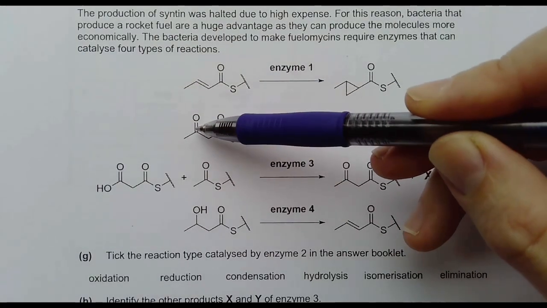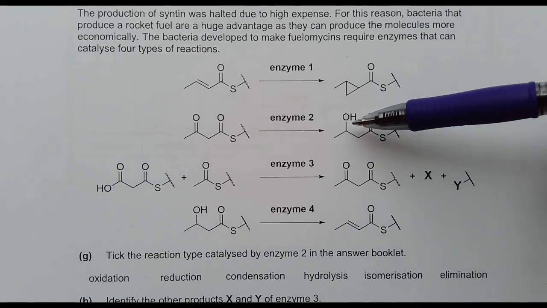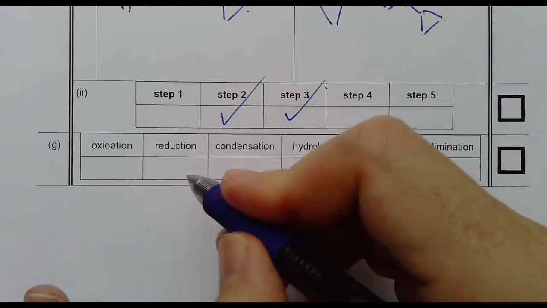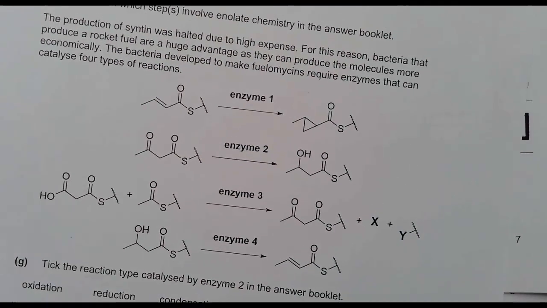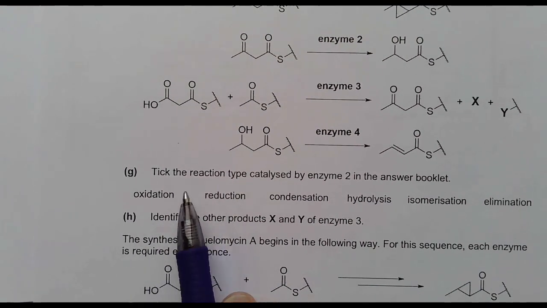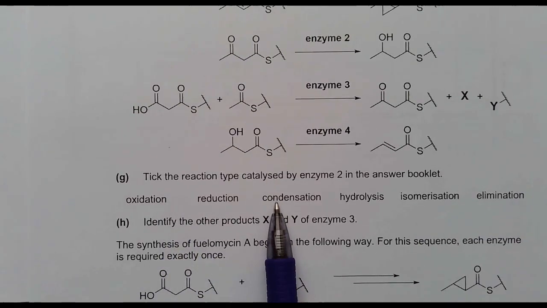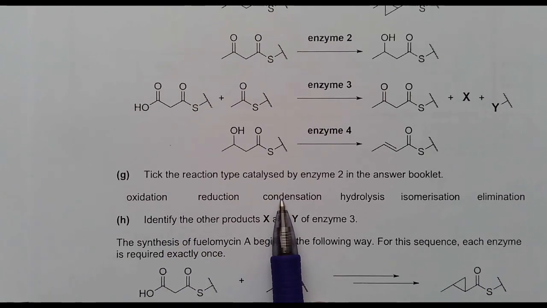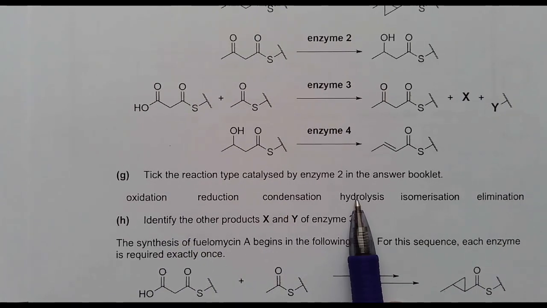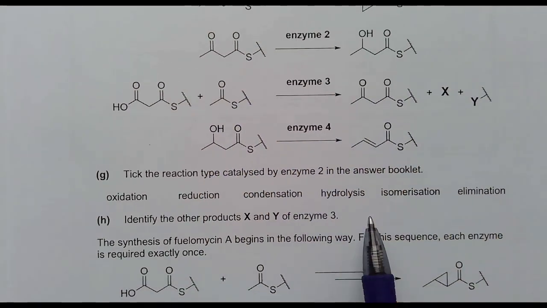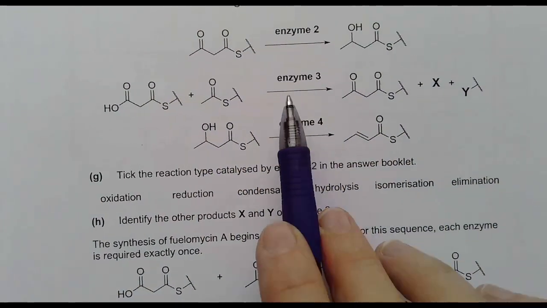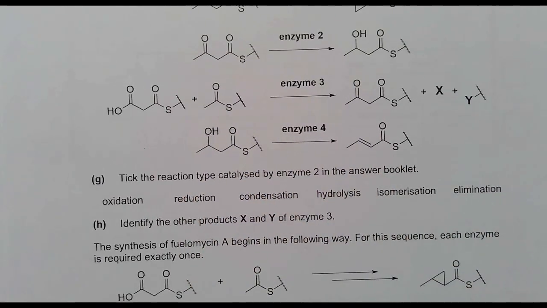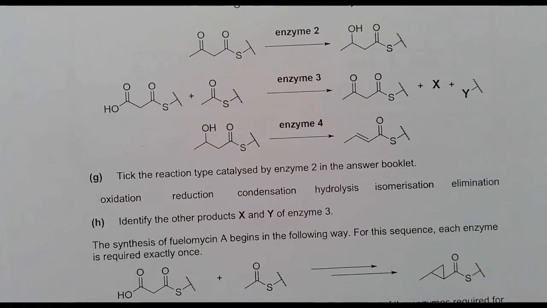So the only difference here is the ketone becomes an alcohol. That's all it is. So it's obviously reduction. Simple as that. No need to worry about it. We can look at the others. If it's a reduction, it's obviously not oxidation. Condensation, no, there's no removal of water or anything like that. Hydrolysis, we're not splitting up anything. Isomerization, no, because the molecular formula changes. And elimination, no, it's not an elimination reaction.